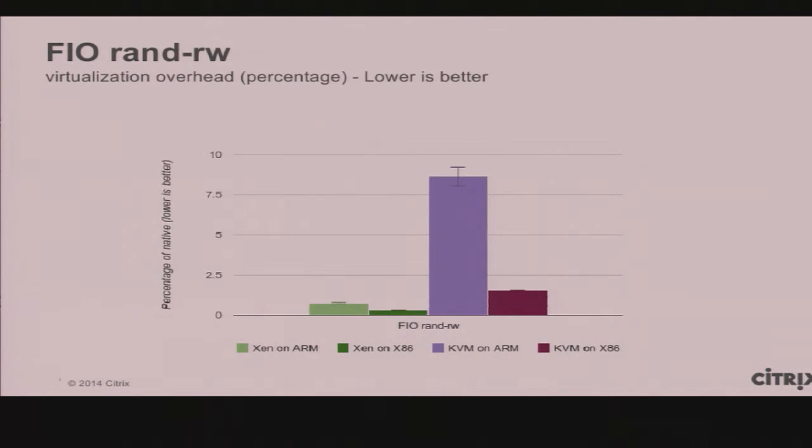The next one is FIO, a popular disk benchmarking suite. Here, I ran a random read-write benchmark. Again, lower is better, meaning closer to native performance. Xen on ARM is about 1%. Xen on x86 is basically 0 overhead. KVM on ARM is 8, and KVM on x86 is about 2.